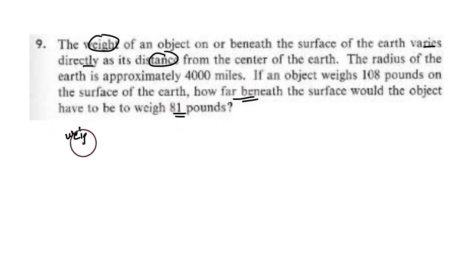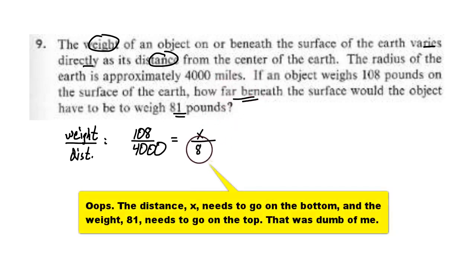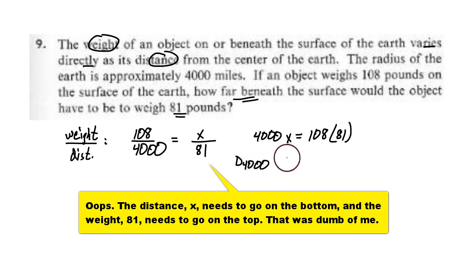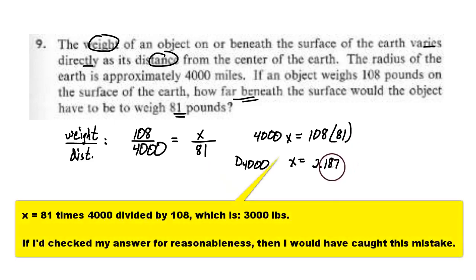I'm going to create a proportion, and on top I'm going to put weight, and on the bottom, distance. The 108 pounds is a weight, and the 4,000 miles is a distance. I'm going to use the letter x to be the unknown distance when the weight is 81 pounds, and then use cross multiplication. 4,000 times x is equal to 108 times 81. And divide by 4,000 to get the x alone. The result is 2.187. The letter x is representing a weight, and the weights in this problem are in pounds.